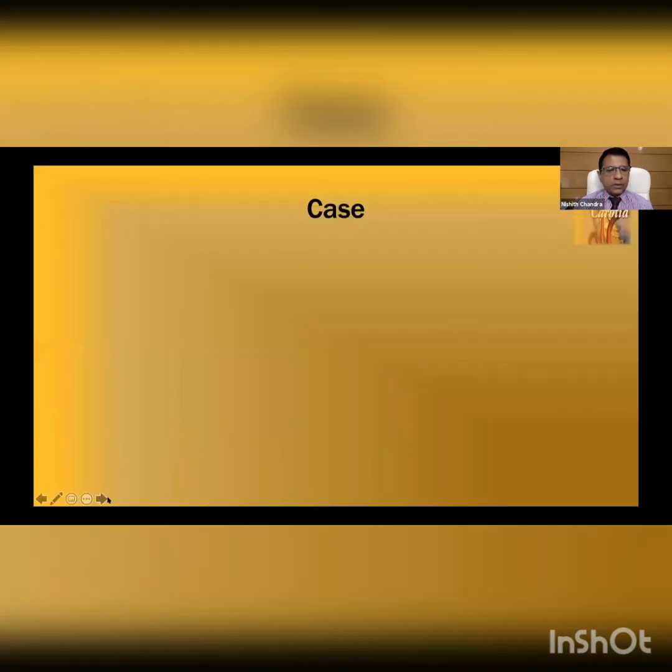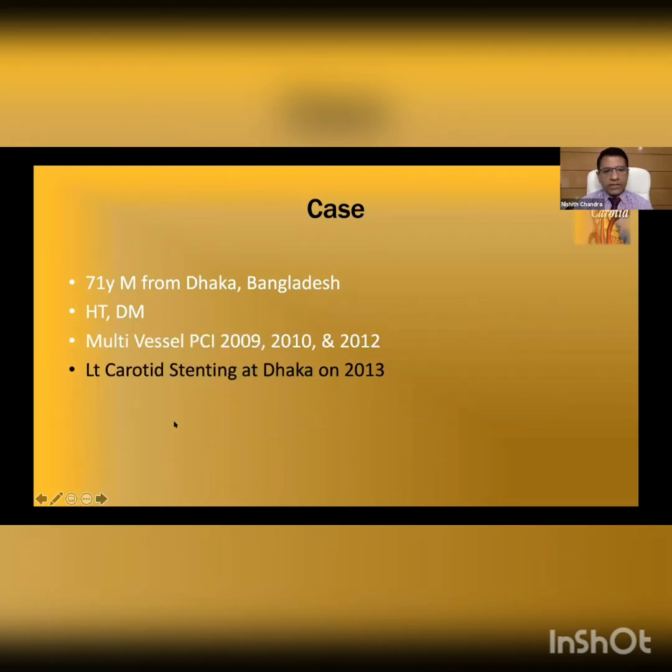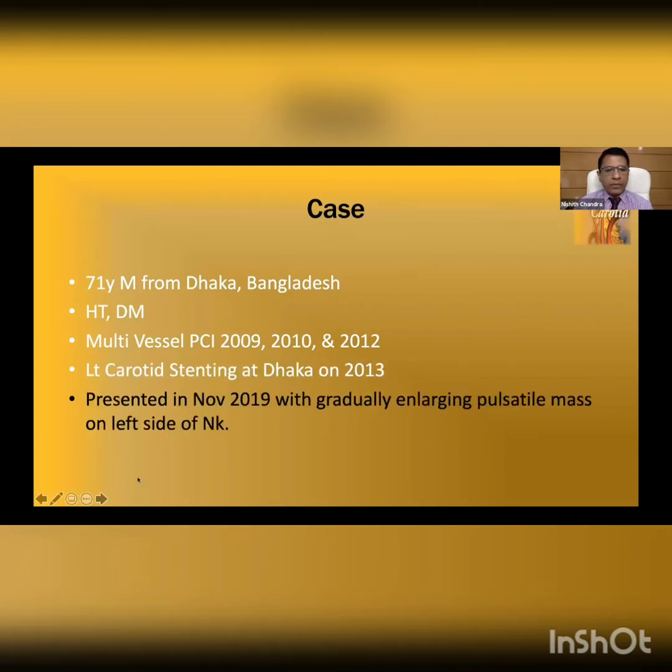It's a gentleman who's come from Dhaka, a 71-year-old male, diabetic and hypertensive, and he's been a frequent flyer for the cath lab, with PCIs to various vessels in 2009, 2010, and 2012, and finally had a left internal carotid stenting in Dhaka in 2013. And then he presented in November 2019 with only symptoms of a gradually enlarging pulsatile mass on the left side of the neck. That was his only presentation, no TIA, no stroke.